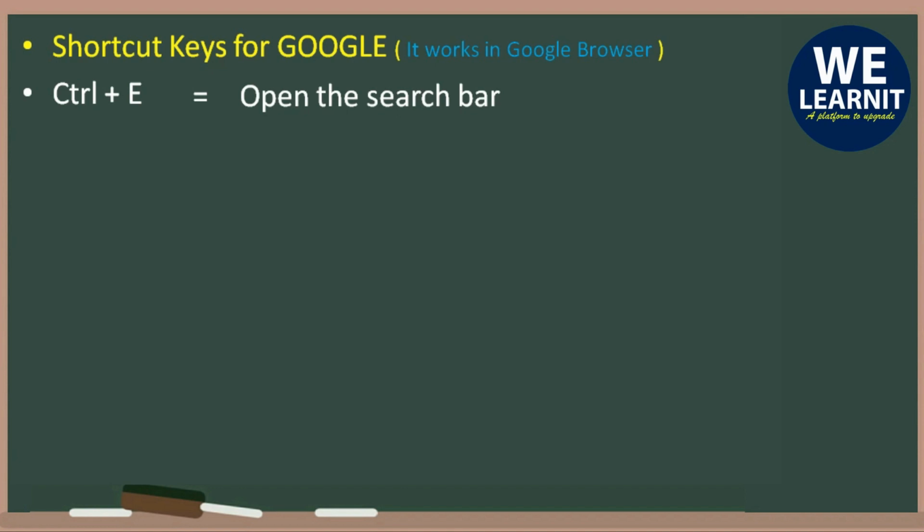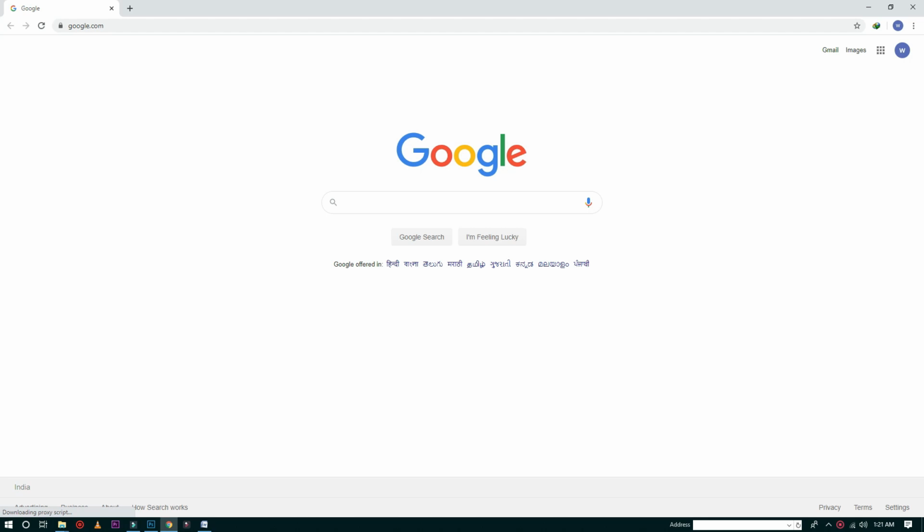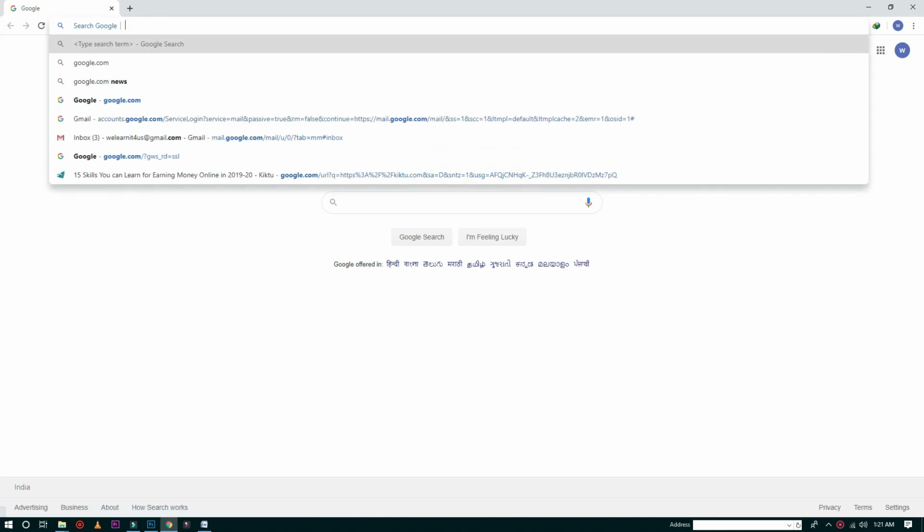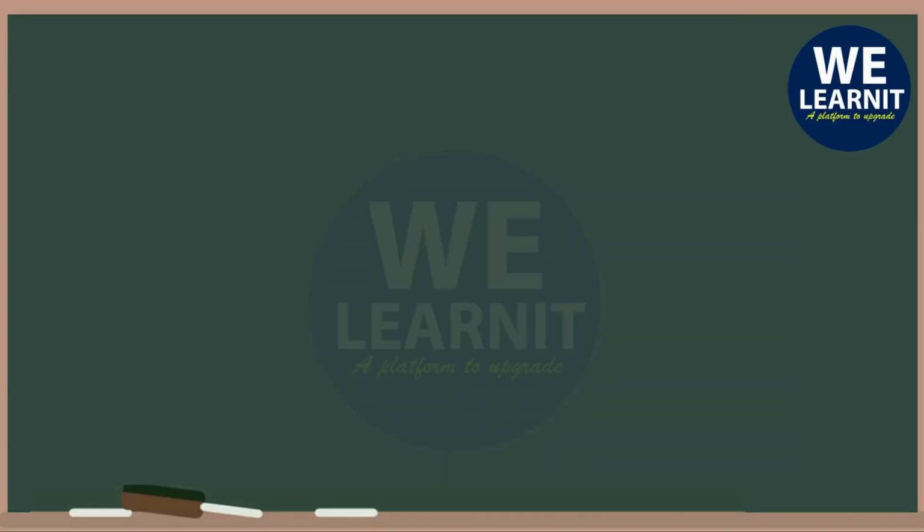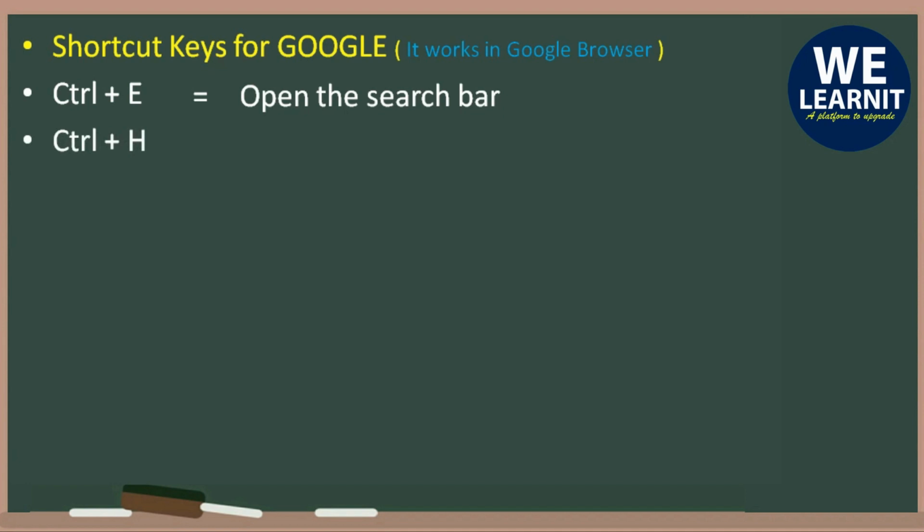So let's see its practical. So friends, you can see here the Google Chrome is open, and now I just want to go to the search bar where I want to search something. So I just press Control E on the keyboard, and now you can see the cursor has been moved to the search bar.